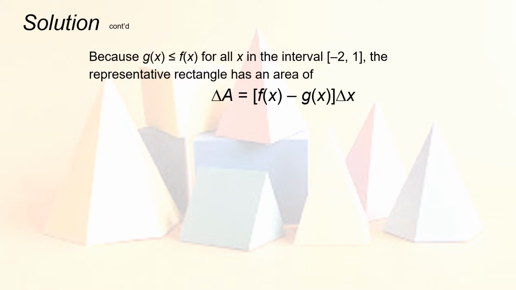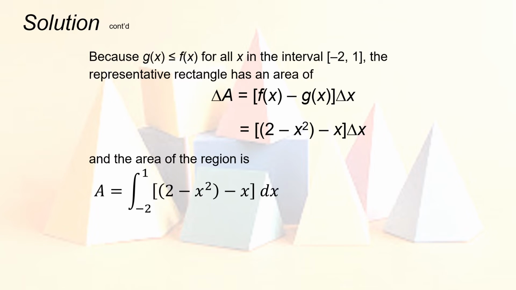Because g of x is less than or equal to f of x for all x in the interval [-2, 1], the representative rectangle has an area of delta A equals f of x minus g of x delta x. Then we are going to substitute our f of x and g of x. So 2 minus x squared minus x delta x. And the area of the region is the integral of 2 minus x squared minus x from -2 to 1 dx.